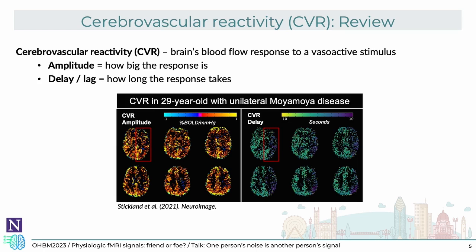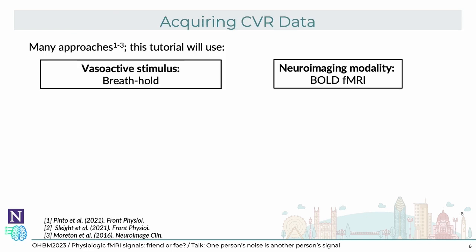There are many different ways to acquire CVR, but in general it requires a vasoactive stimulus combined with a neuroimaging method to measure the blood flow response. See the review articles at the bottom of the screen for more details. In this tutorial, we will use data where the vasoactive stimulus was a breath hold task.